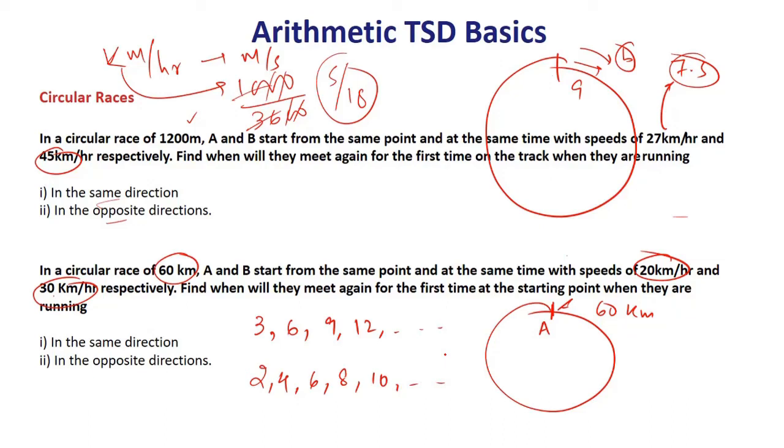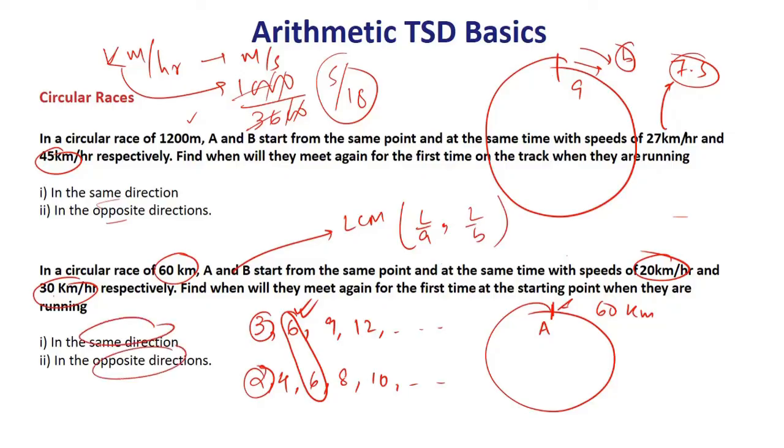Now if you think about it, when do they come to the starting point and meet up? It will be nothing but the LCM of 3 and 2, which is 6. See, that's the common time, right? So what's the answer here? In this case, the answer is LCM of length upon speed of A, length upon speed of B, irrespective of same direction or opposite direction. It will take the same time to meet at the starting point, right? So in this case, what will be the time?